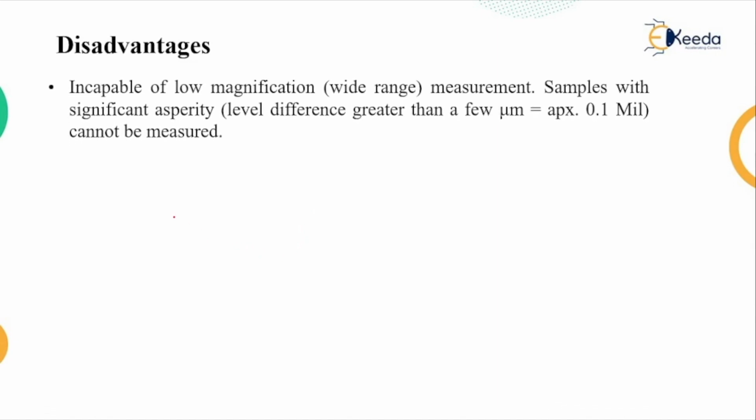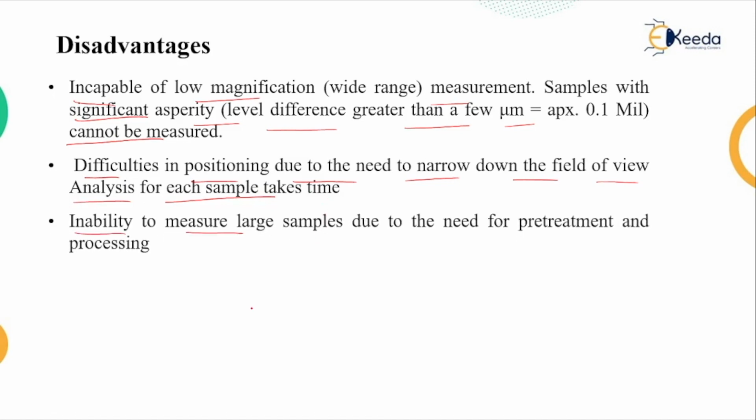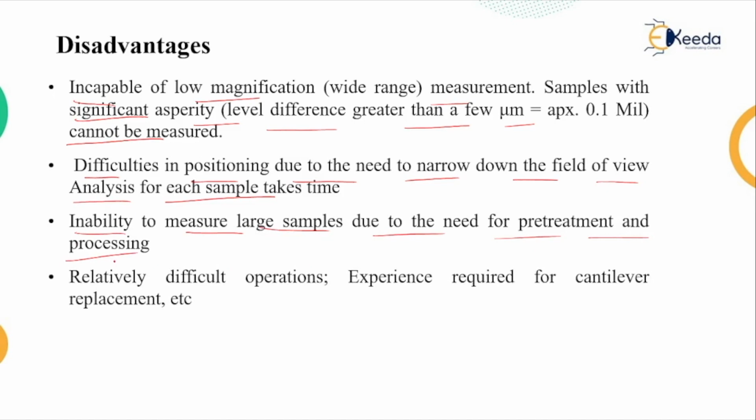Now what are the disadvantages? Expensive. Incapable of low magnification measurement. A sample with significant asperity, with a level difference greater than a few microns, cannot be measured. So this AFM is generally used for nanometer level or for a few microns only. Now there are difficulties in positioning due to the need to narrow down the field of view, and analysis for each sample takes time, so it is time consuming. Again, it has inability to measure a large sample due to the need for pre-treatment and processing for a large sample. It is relatively difficult to operate, and experience is required for the cantilever replacement, etc.